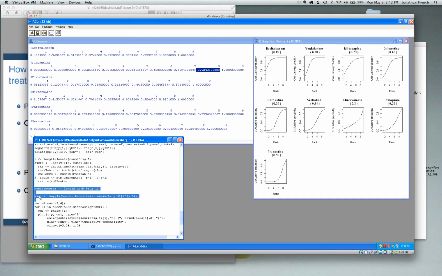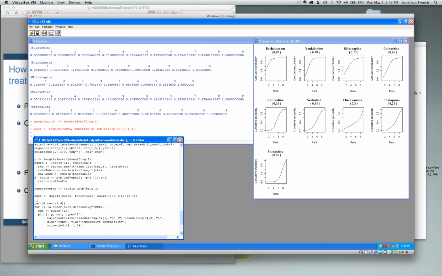We're averaging the cumulative probabilities. And then I just plotted that SUCRA value here as part of the title.